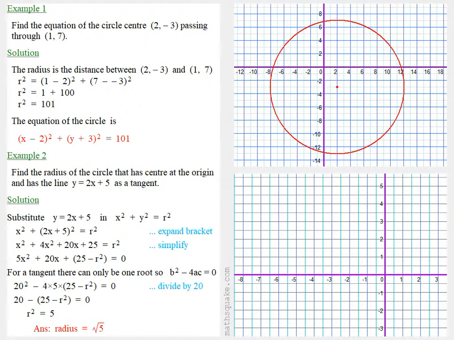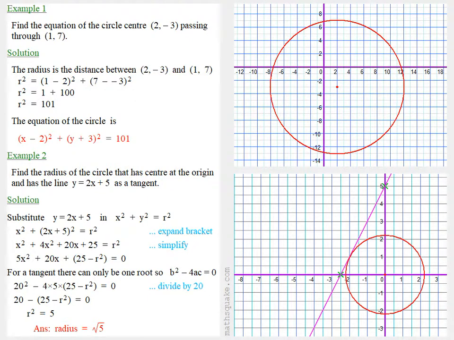We can draw this in a diagram. If we consider the equation y equals 2x plus 5, if x is 0, then y is 5. If y is 0, then 2x plus 5 is 0, so x is equal to minus 2.5. If we plot those 2 points on the graph, then we can join them with a straight line.